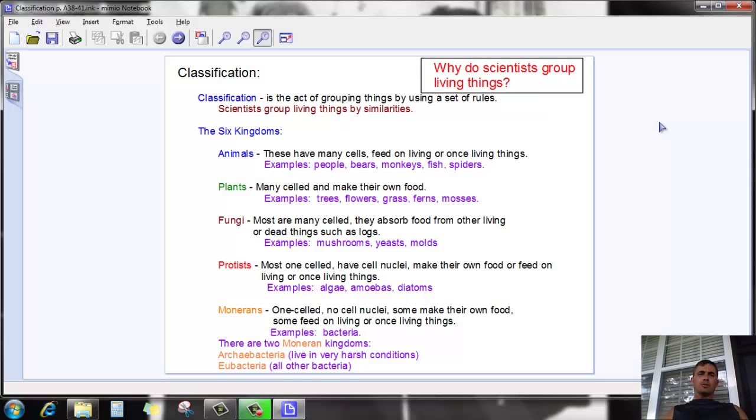So, all right, so classification. Again, classification is just the act of grouping things. In this case, we're talking about living things, all living things. The act of grouping things by using a set of rules. And scientists are going to always group living things according to how they're similar, so by similarities, right? Now, this whole idea of using a set of rules, I feel like that was one point in class maybe we were a little fuzzy about, but I'll explain that in just a moment, okay?